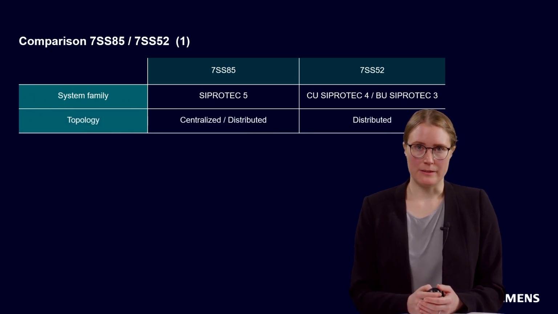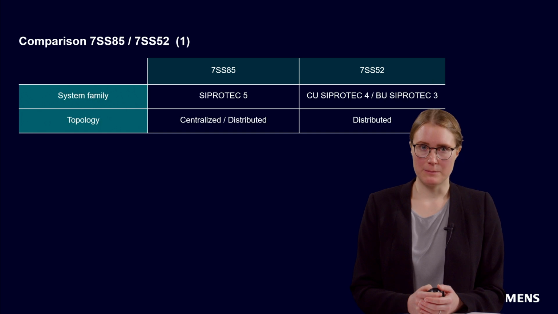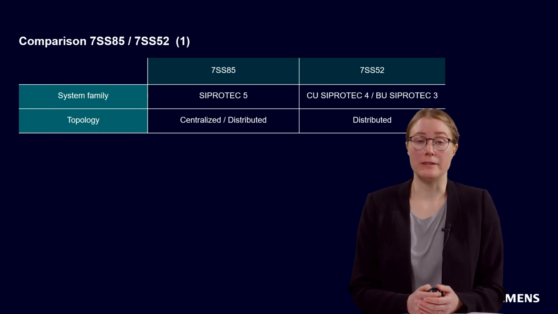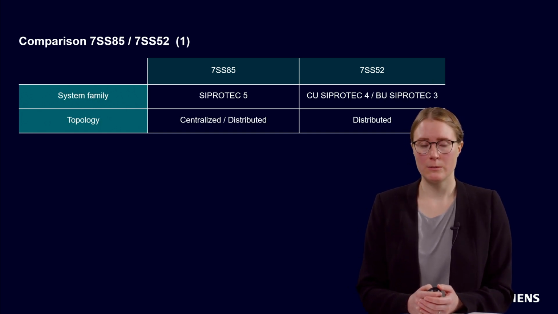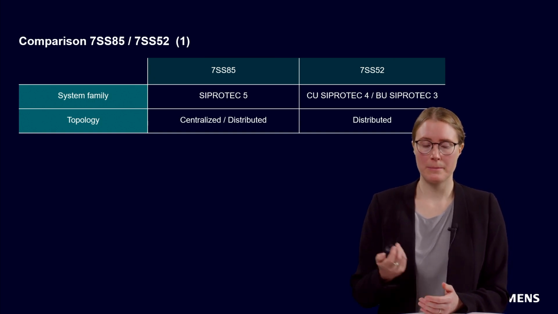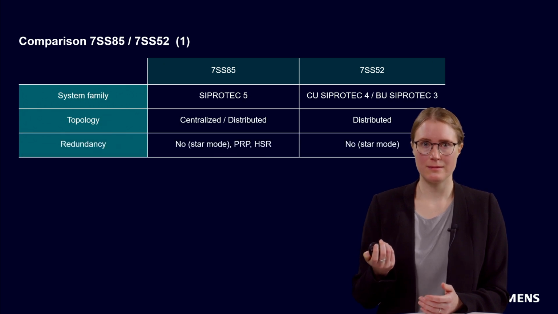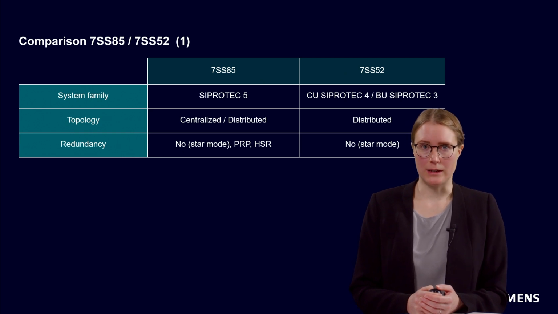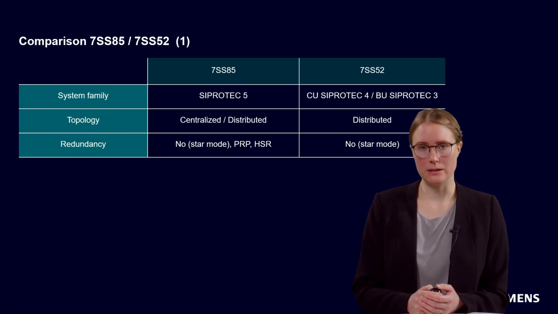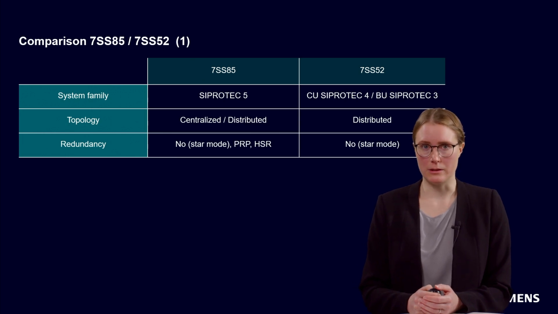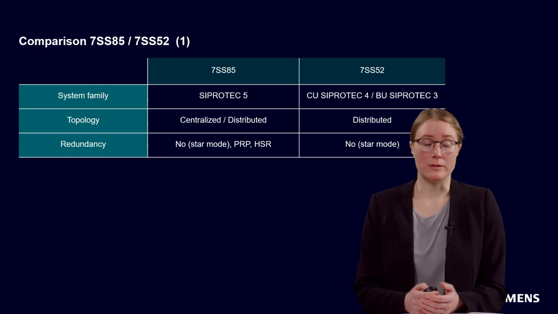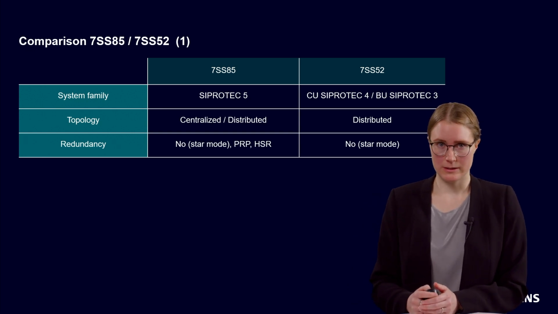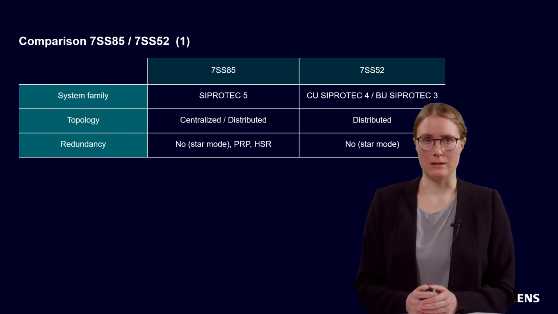The topology in the 7SS85 can be a centralized setup, distributed setup, or even a mix of both variants. With the 7SS52, it is always a distributed setup. If we compare the communication redundancy, we can offer with Sipotec 5 redundancy protocols like PRP or HSR. But you can of course also use star mode without any redundancy. With the 7SS52, the bay units are always connected via star mode to the central unit.